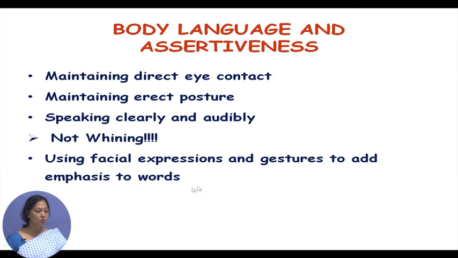We've spoken about body language and assertiveness, but let's take a look again. Maintaining direct eye contact, erect posture, so rather than drooping shoulders and bending, speaking clearly and audibly, as I was saying, saying the words very clearly, very slowly, very specifically, not whining, using facial expressions and gestures to add emphasis to the words, but not being forceful like aggressive individuals.